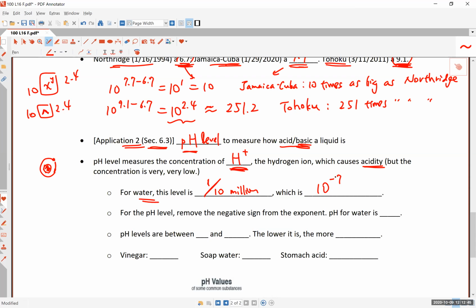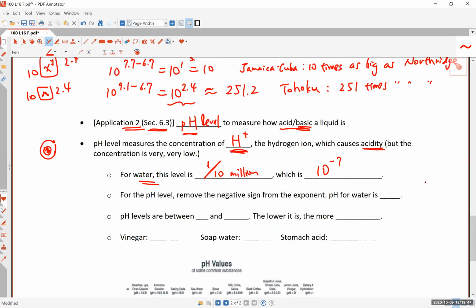Okay. Again, you don't have to know a whole lot of this. This number is always negative, and for some reason chemistry people, maybe they don't like negative numbers, I'm not sure why, take the negative sign out. We say that the pH level, which is this number without the negative sign, is basically the exponent. The pH level is the exponent where you remove that negative sign.